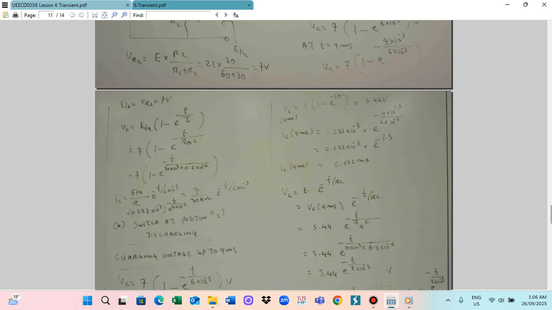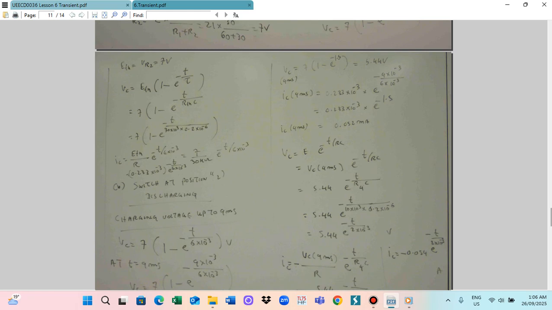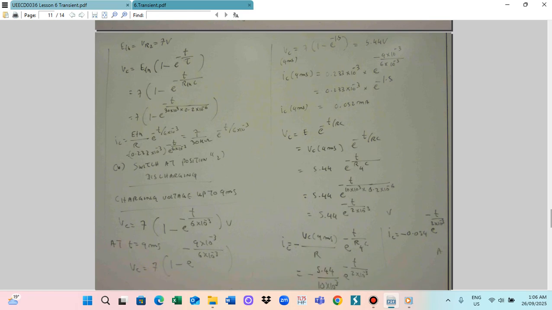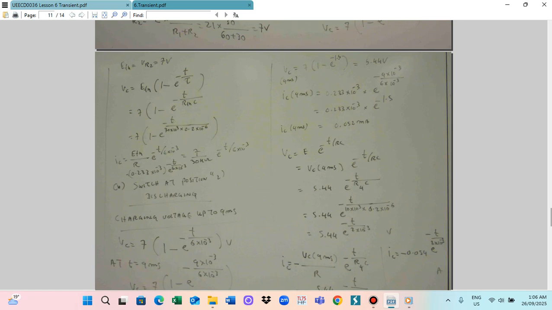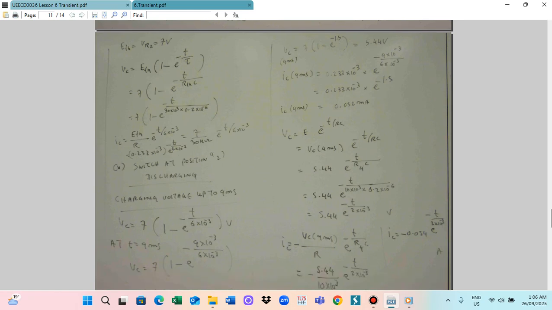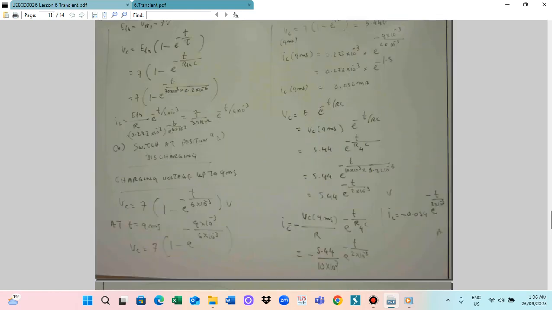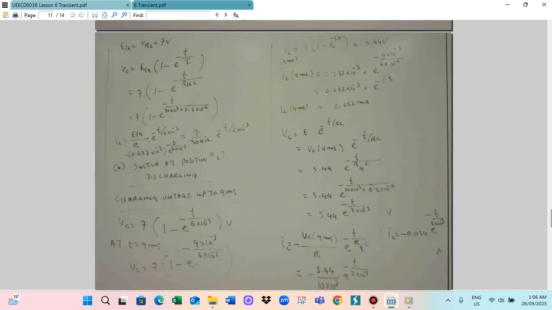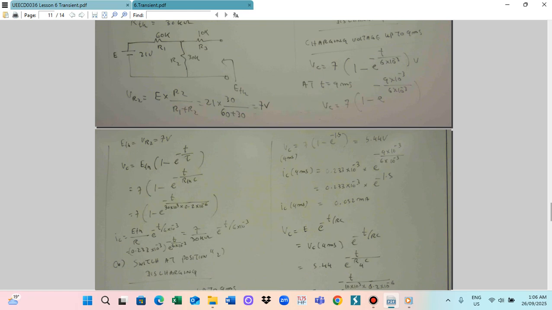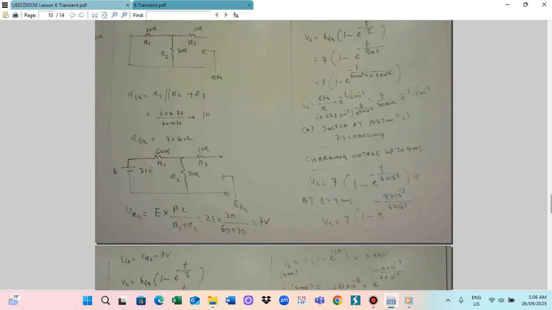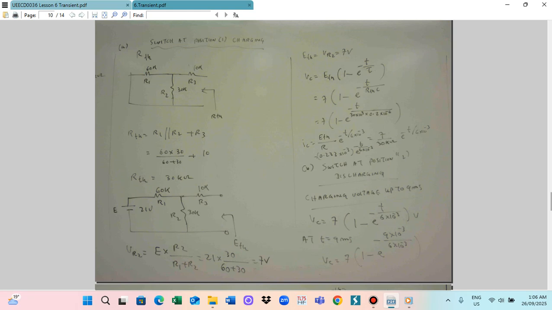This RTH and the capacitor are in series. When you make the short circuit, you can see that R1 and R2 are in parallel and in series with R3. So RTH is R1 parallel R2 plus R3. So RTH equals 50 times 30 divided by 50 plus 30, plus R3, which is 10. By solving this, we get RTH as 30 kilo ohm.